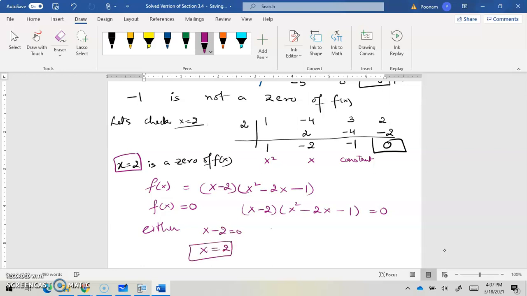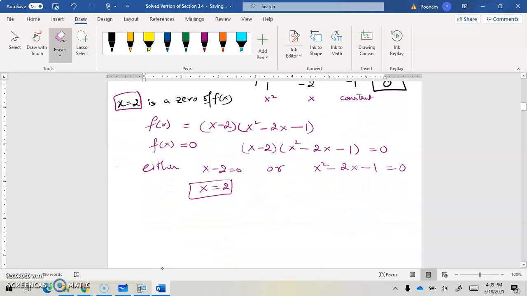We already know that. Or x squared minus 2x minus 1 equal to 0. This is simply a quadratic function. We can solve a quadratic equation either by factorizing or by the formula. The formula you know is negative b plus minus the square root of b squared minus 4ac, divided by 2a.